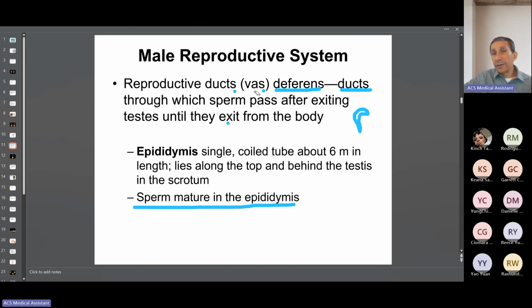Now, very clear that I said when the man ejaculates. I didn't say when the male has sex. Males can ejaculate in other ways. So again, it's during ejaculation. Any questions about this vas deferens or, once again, spermatic cords? Because these are cords, tubes where sperm passes through.